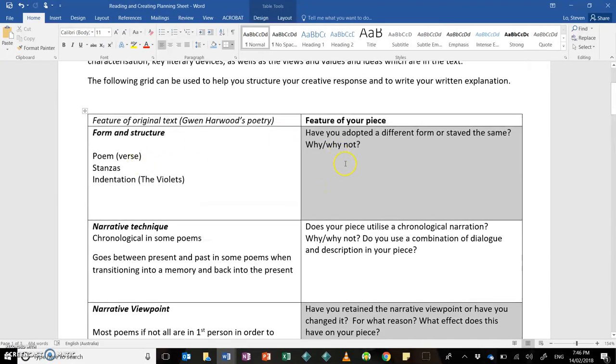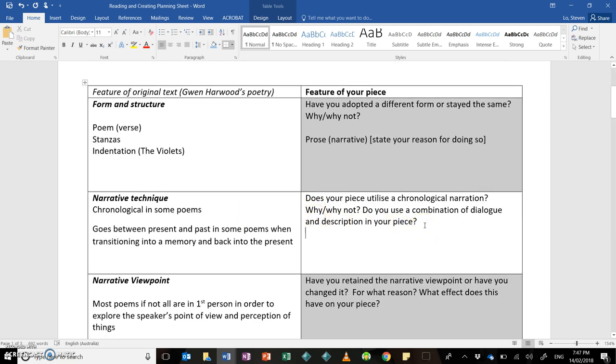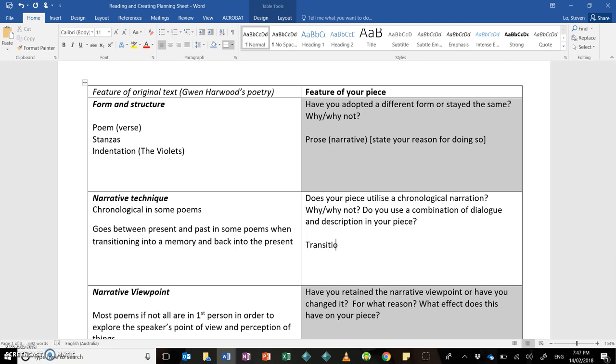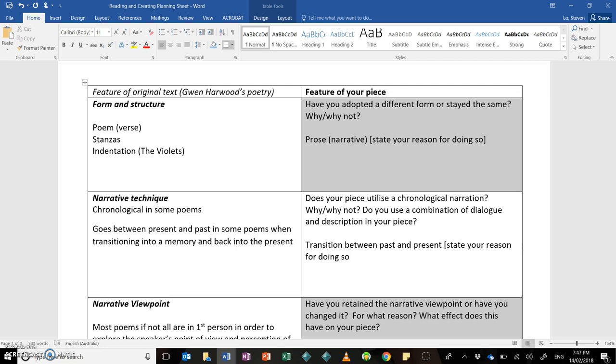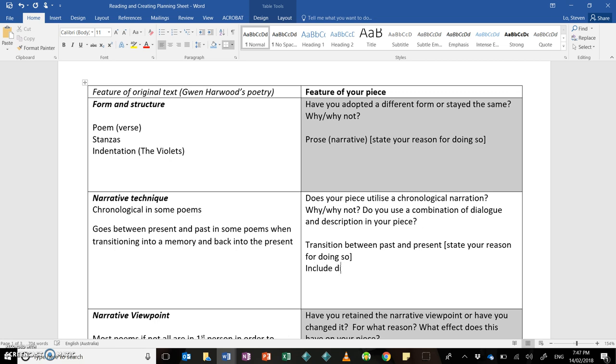So for example, if you are going to write instead of poems or verse in your actual creative piece, then you might write in prose, narrative, okay? But then you need to state your reason for doing so. If you're going to use, with your narrative technique, if you're going to transition between past and present, state your reason for doing so. If you're going to include dialogue, okay, so the reason why we want you to think about what your reasons are is so that you're a bit more thoughtful.